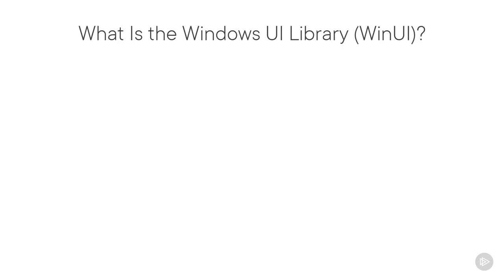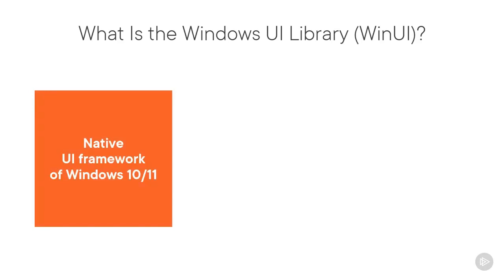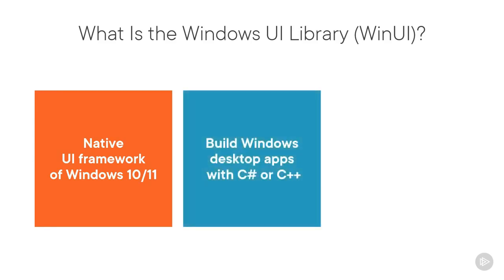The Windows UI library, or short WinUI, is the native user interface framework of Windows 10 and Windows 11. It is also the latest and most modern UI framework that you can use to build Windows desktop applications with either C# or C++.